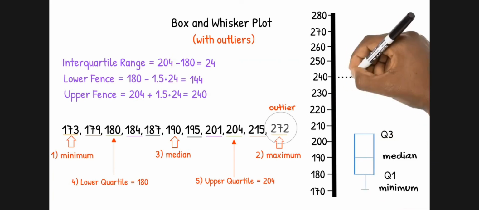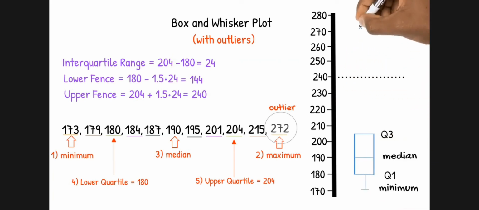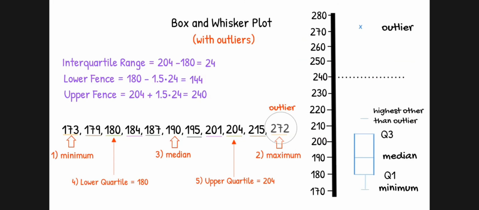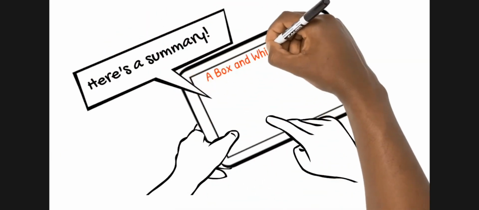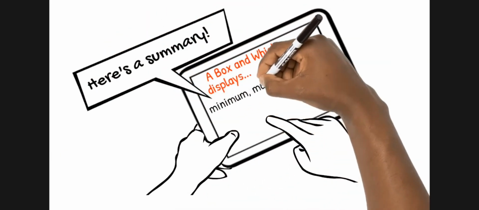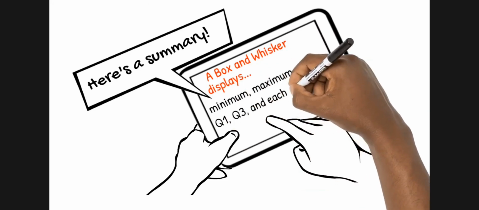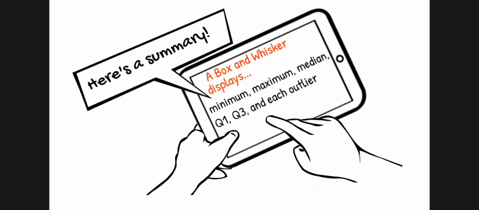Since we have a number higher than our upper fence, we indicate it separately with its own marking. If we had additional outliers, each would have their own marking. Now, we can create the endpoint of our second whisker with the highest value within our fence. And this is what our final box and whisker will look like. Here's what we've learned. A box and whisker displays the minimum, maximum, median, lower quartile, upper quartile, and each outlier.